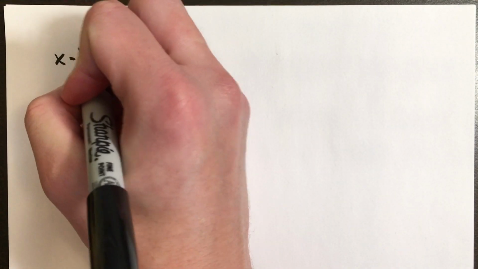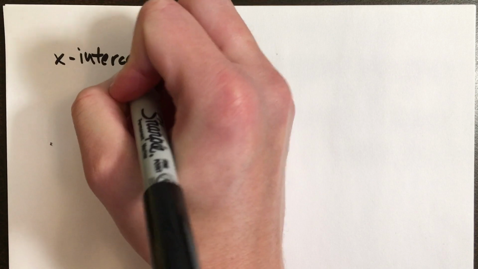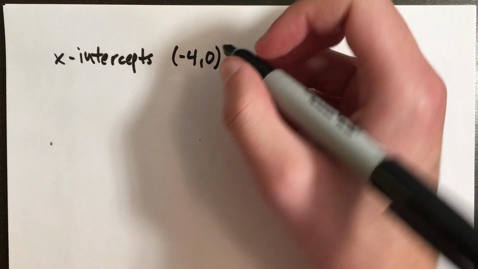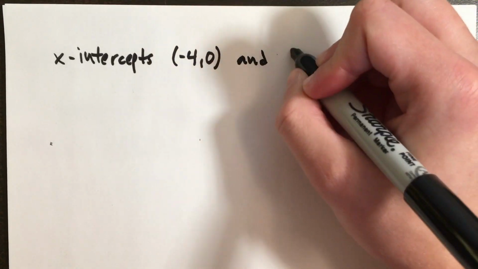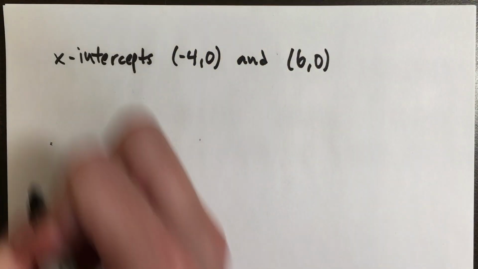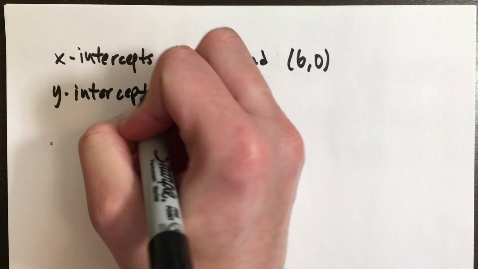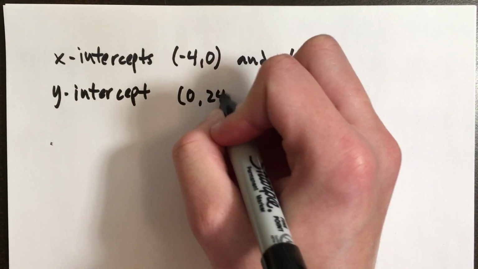So the information that we were given in our problem was that the x-intercepts are (-4, 0) and (6, 0), and also that our y-intercept is (0, 240).